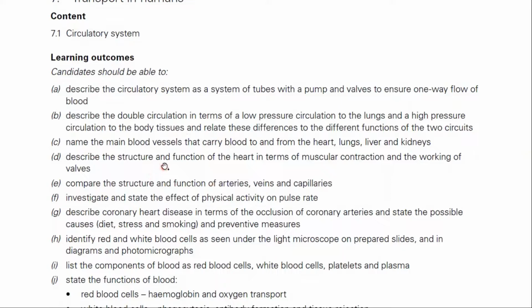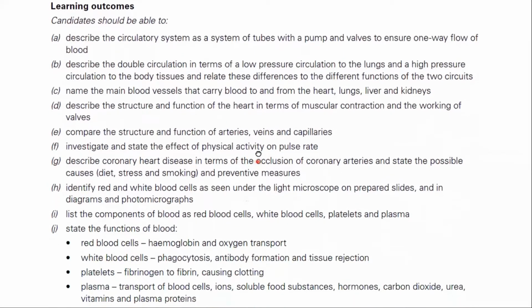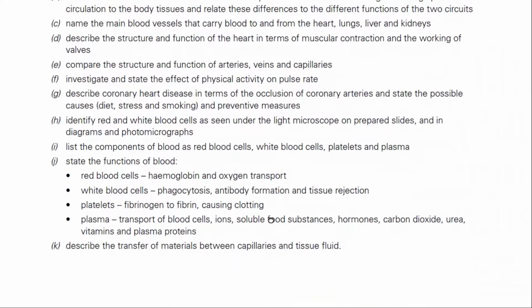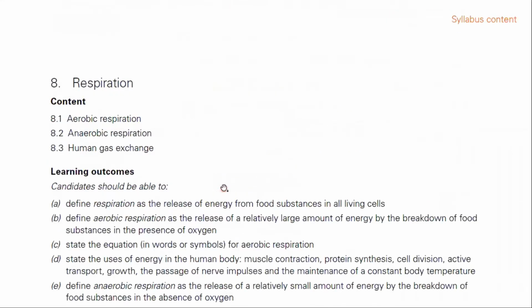Then we have coronary heart disease. How is it prevented? How is it caused? We'll be seeing the components of blood, which are plasma, red blood cells, white blood cells, and platelets in detail, and then discussing the transfer of materials between capillaries and tissue fluid. Also, we would identify red blood cells, RBCs, and WBCs under a light microscope, and discuss the detailed features which we have also covered in chapter number 1, specialization and cell structure.